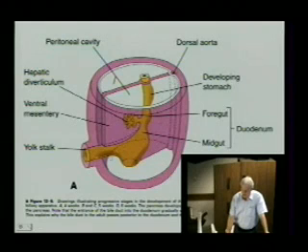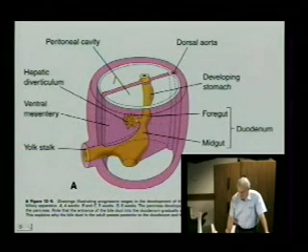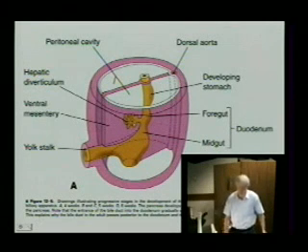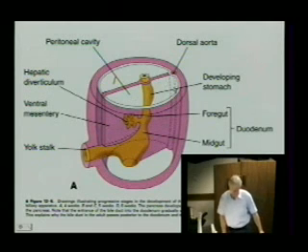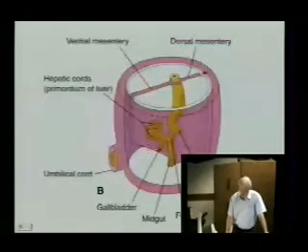Dorsal aorta, the yolk stalk. So we follow yolk stalk back. We have junction of midgut and foregut. So we know the duodenum is going to be developing right in this area. The developing stomach is a little bit higher, and we see the hepatic diverticulum growing into the ventral mesentery. So we know this is ventral mesentery, and this is dorsal mesentery back here. The peritoneal cavity is reflected as being this large space. So we're going to follow what happens to these as we proceed.